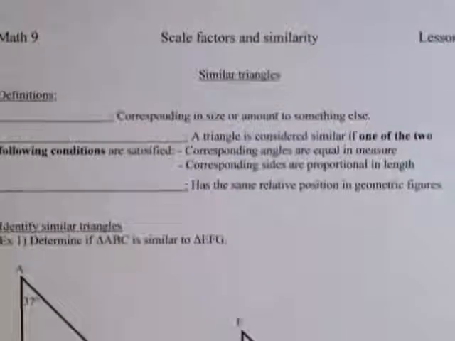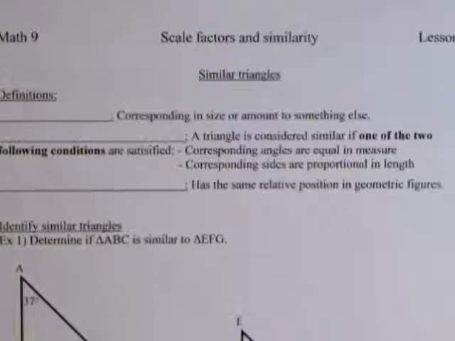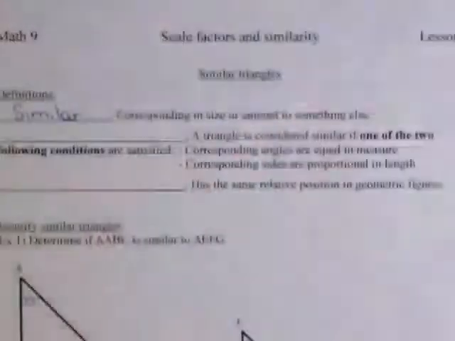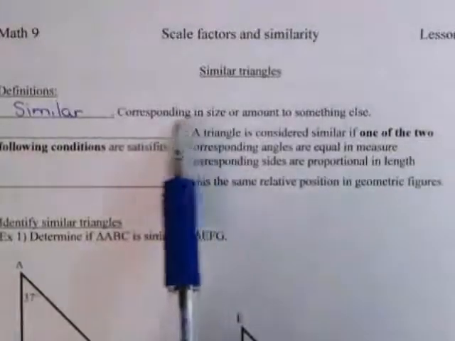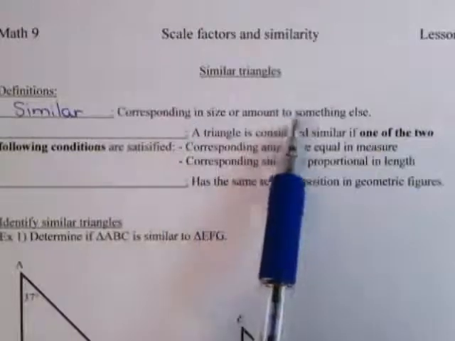Is we're going to start talking about similar triangles. So similar triangles talk about many different things, but right now we're just focusing on triangles, no other geometric shapes. So that's important for you guys to know right now, okay? So the first definition here is to explain the definition of similar. It doesn't mean identical, so you have to know that difference. It's very important. What it means is that it's corresponding in side or amount to something else.